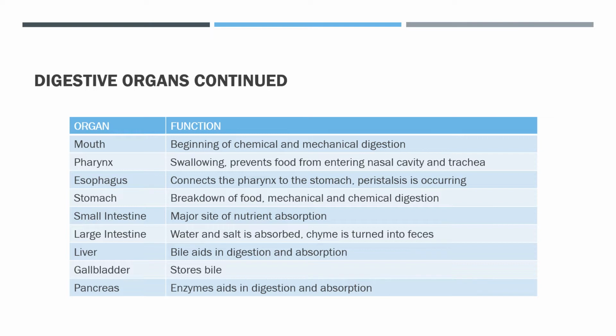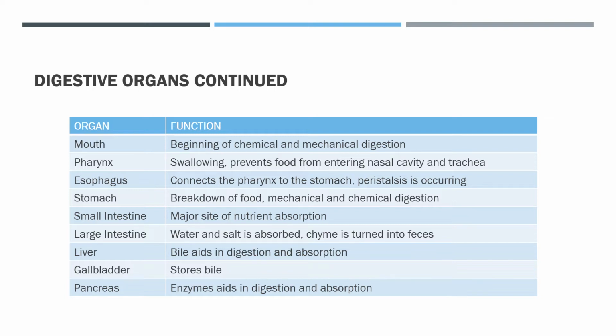Not only is it important to remember these organs, but it's important to remember their functions as well. I have broken down the organs and their major functions into this chart to have another visual at remembering these functions. The mouth is the beginning of chemical and mechanical digestion. The pharynx is where swallowing occurs and prevents food from entering the nasal cavity and the trachea. The esophagus connects the pharynx to the stomach and peristalsis is occurring. The stomach is where the breakdown of food is occurring, and mechanical and chemical digestion is occurring as well.